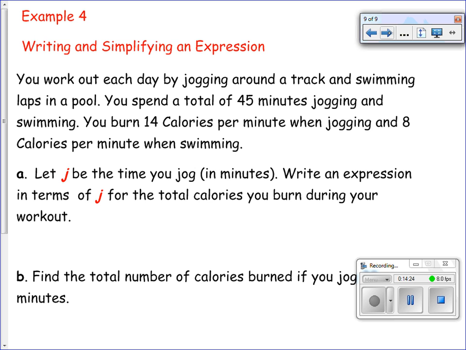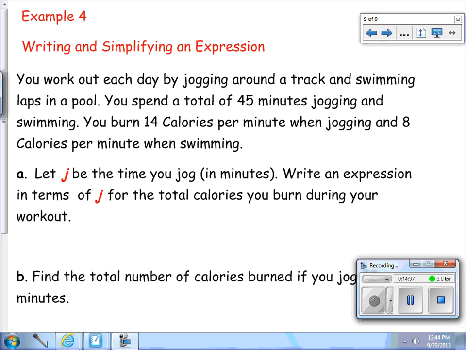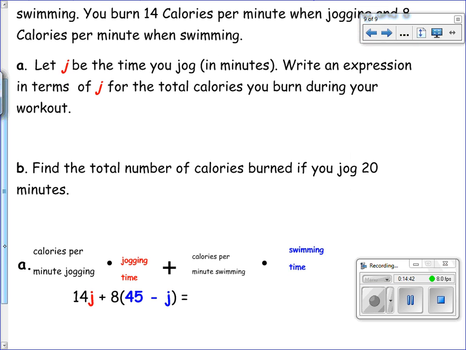In A, let J be the time you jog in minutes. Write an expression in terms of J for the total calories you burn during your workout. And then on B, you're to find the total amount of calories burned if you jog for 20 minutes. So I went ahead and in your notes, if you can't see, if it's too small, write it out below it. We're going to take the calories per minute jogging. So how many calories do you burn per minute when you jog? 14, so that's going to be 14J.